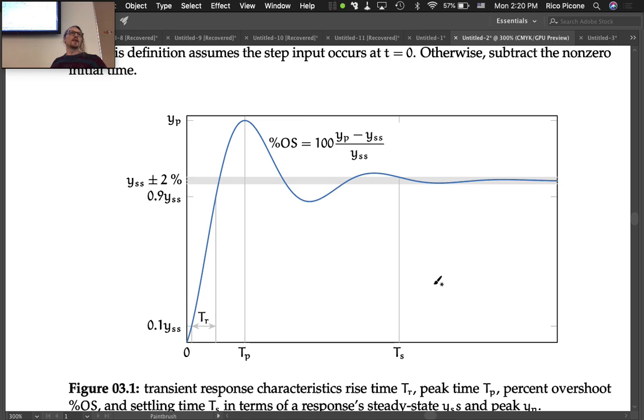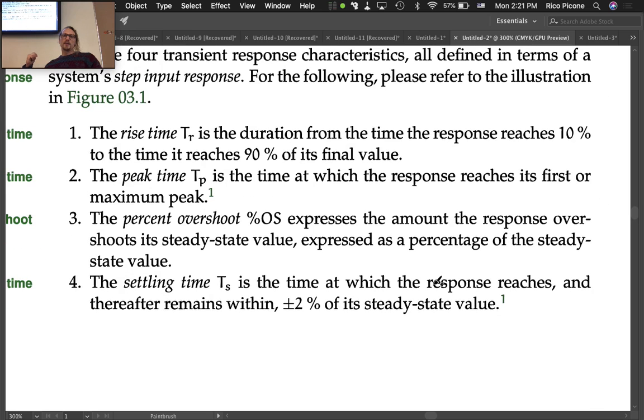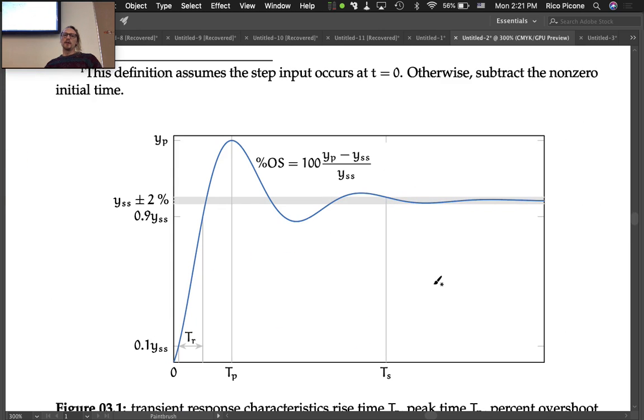How do we characterize this transient response? How do we come up with some parameters that describe it well for us, and that we can use to sort of numerically evaluate one controller's performance versus another controller's performance? So we're going to define 4 characteristics, and the first one's called the rise time, which is the duration from the time the response reaches 10% to the time it reaches 90% of its final value.